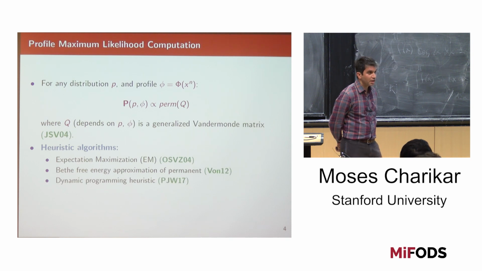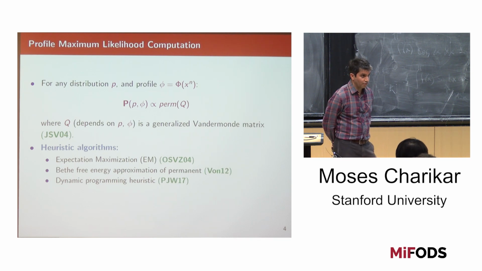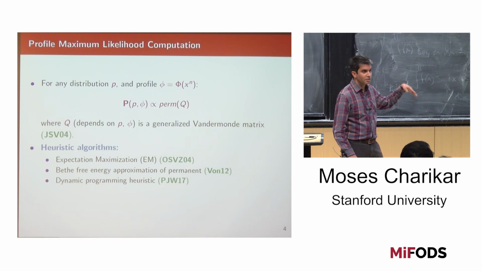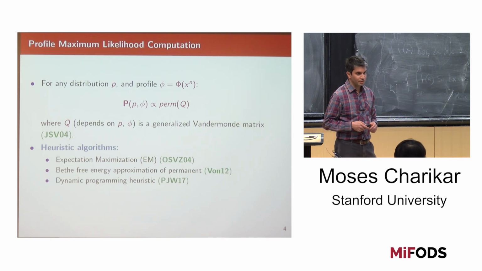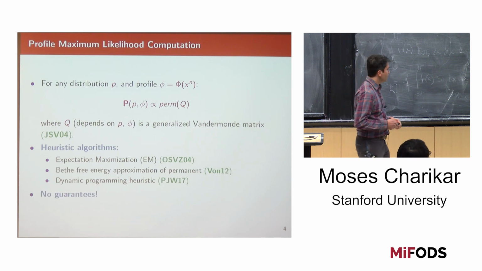And more recently, another paper due to Saki Weissman and his collaborators gave a dynamic programming algorithm. All of these are heuristics. People experimented with them. As far as we know, we don't have any guarantees on any of these methods. Okay. All right.